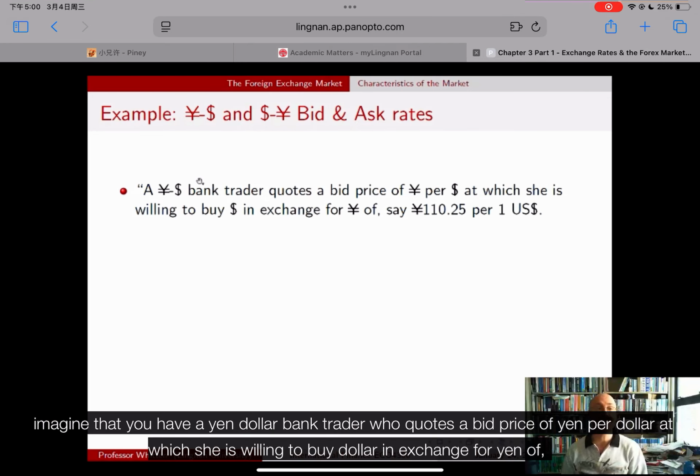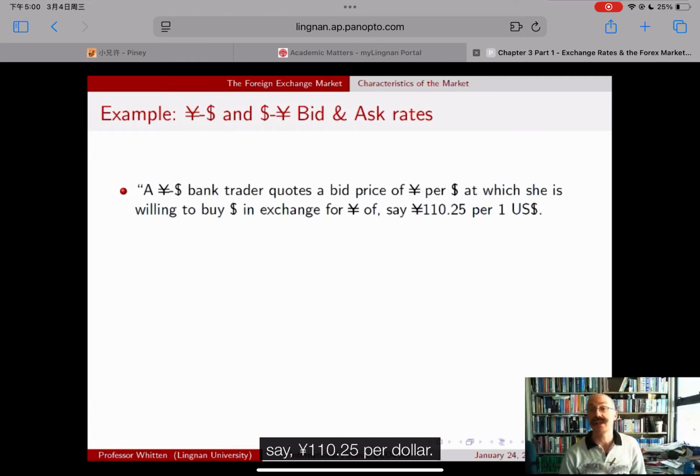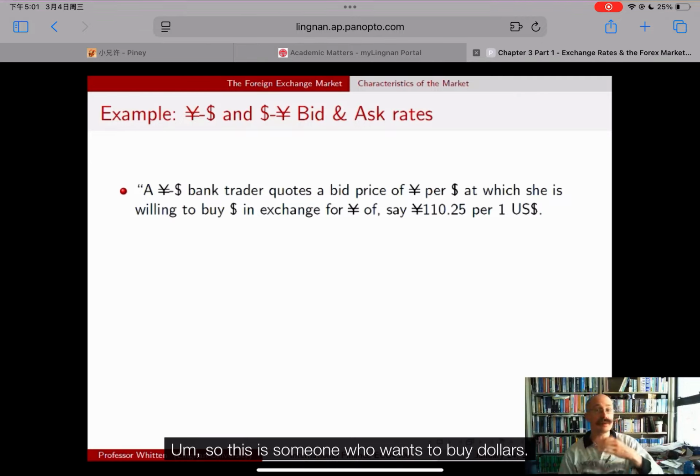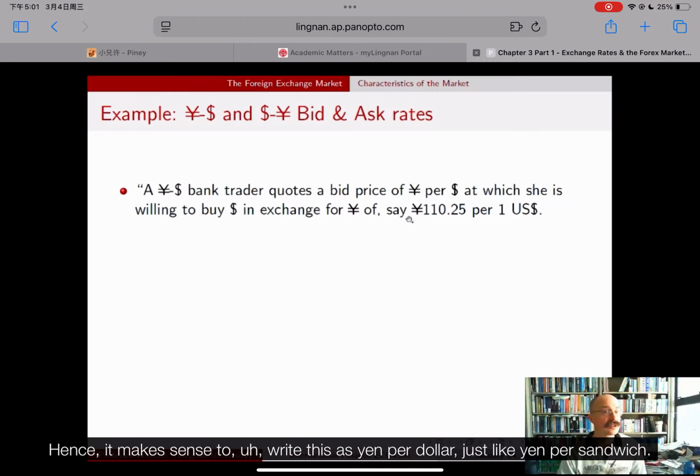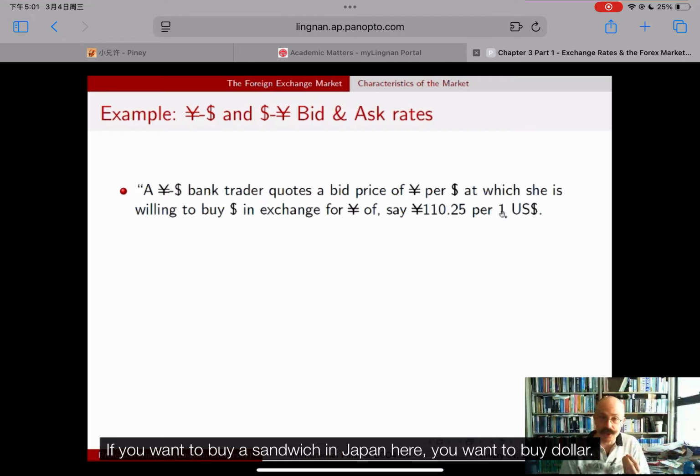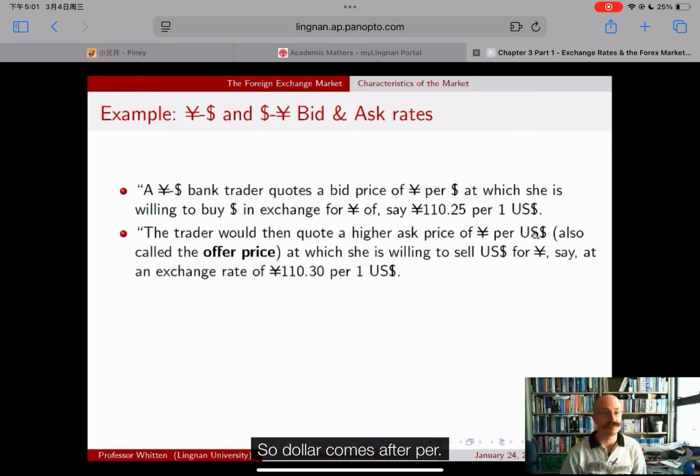Well, imagine that you have a yen-dollar bank trader who quotes a bid price of yen per dollar at which she is willing to buy dollars in exchange for yen of, say, 110.25 yen per dollar. So this is someone who wants to buy dollars, hence it makes sense to write this as yen per dollar, just like yen per sandwich. If you want to buy a sandwich in Japan, here you want to buy dollars, so dollar comes after per.